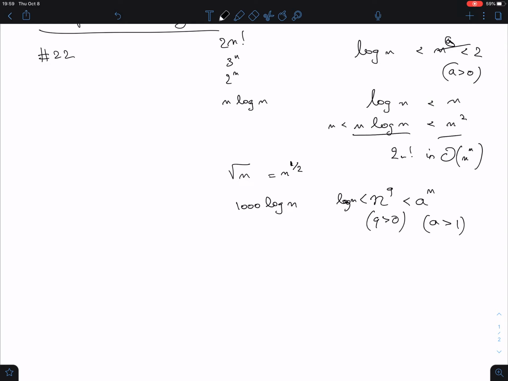Now I might be running out of a bit of space, so what else is there? And then there is n squared divided by a million. Now divided by a million makes it of course extremely small.